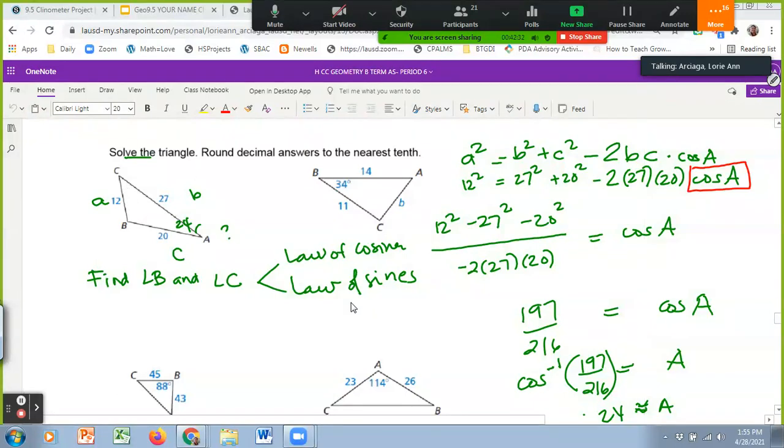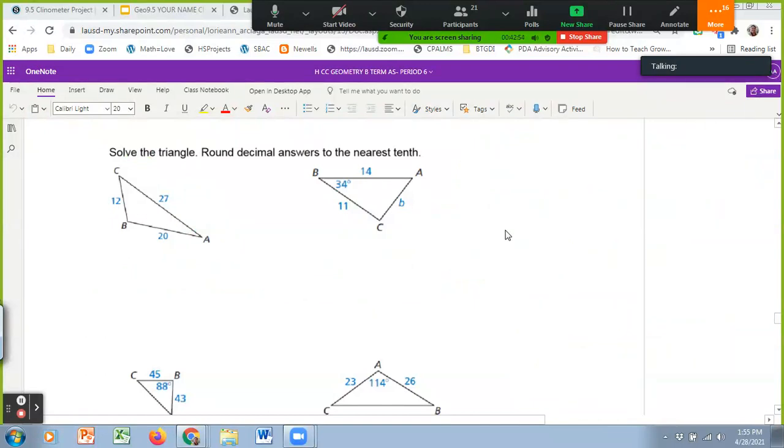Okay, so this is how you do it when all three sides are given. Now, I want to show you how to do it when one angle is given. And then I promise after this, we'll go to Schoology so I can help you out on the work further. Okay, here we go. In this example, there's an angle given. This is the simpler case.